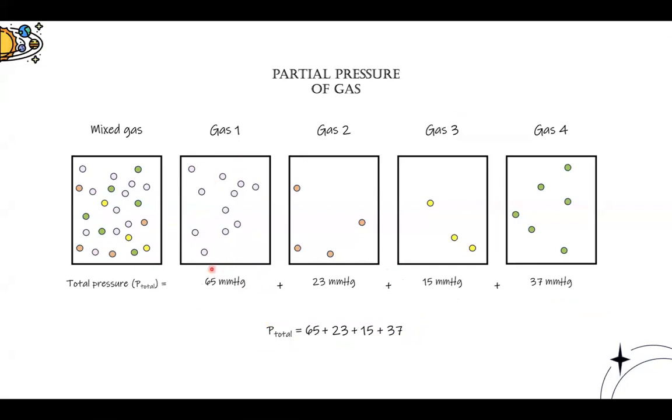So, for example, this gas has a partial pressure of 65 millimeter mercury. And this one has a partial pressure of 23 millimeter mercury. This one has a partial pressure of 15. And this one has a partial pressure of 37. To get the total, you add them, right? So you add 65, 23, 15, 37. So what would the total be here? Can somebody tell me? Just type it in chat, or you can unmute if you like.